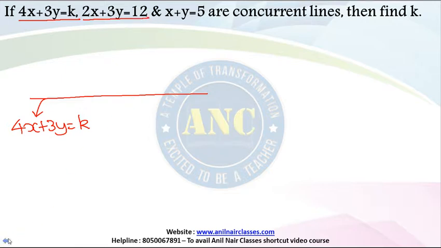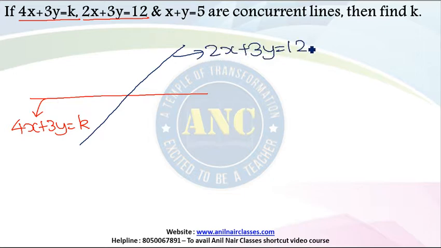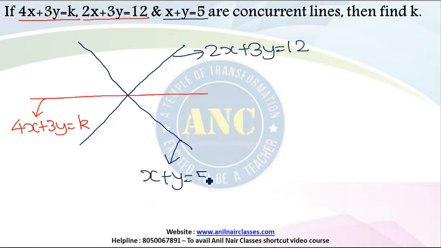Suppose for example, let me use a different color for your better understanding. There is another line. This particular line, I will call it 2x plus 3y is equal to 12, and there is another line, x plus y is equal to 5. These are concurrent lines. Concurrent lines means all the 3 lines are meeting at a single point. That means all the 3 lines have the same point of intersection. Find the value of k.